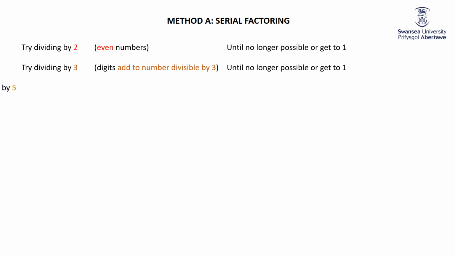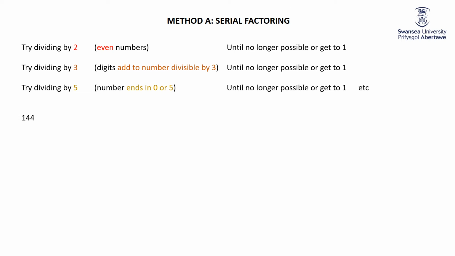Well, the next prime number up is 5. You can easily tell if a number is divisible by 5 because it ends in 0 or 5. So you keep doing that until it's no longer possible, or you get to 1, and then you keep going. If you have to, 7, then 11, then 13, and so on.